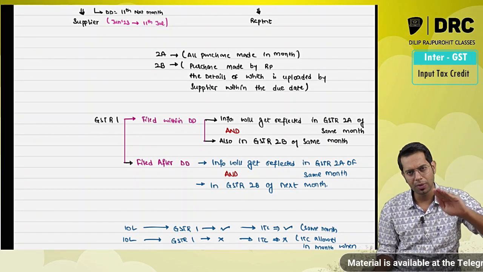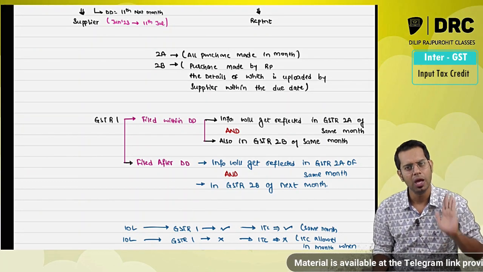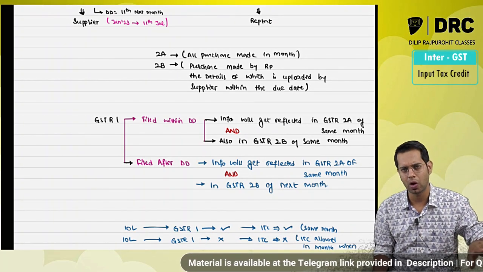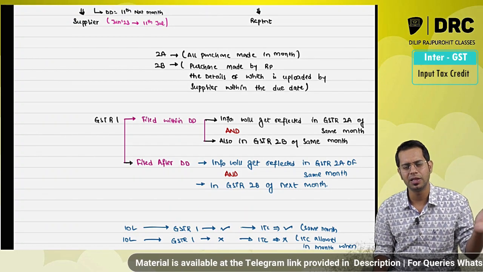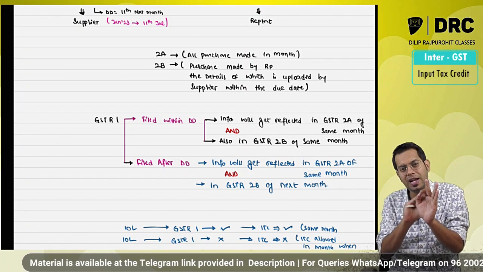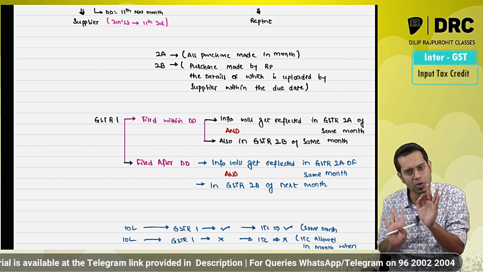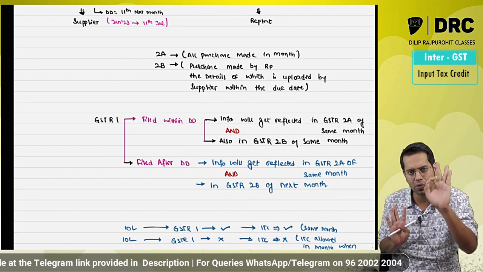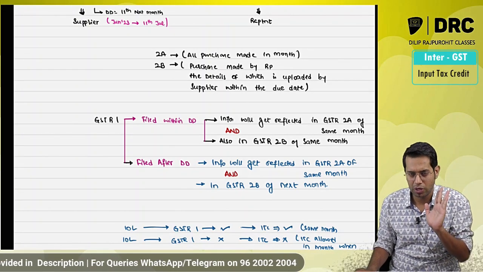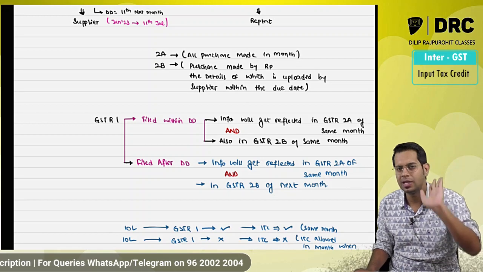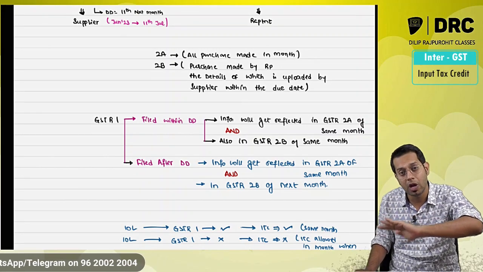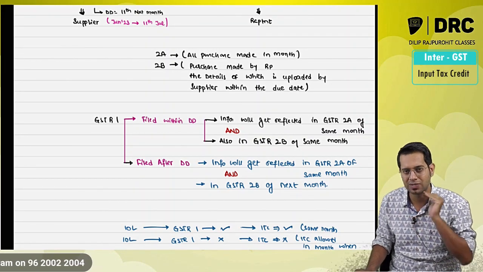GSTR2A is going to give you the information about all the purchases made by you in a particular month, irrespective of whether the supplier has filed his return within the due date or not. If you have made a purchase in a particular month and the supplier has filed his GSTR1, it will come and sit in GSTR2A, irrespective of whether he has filed it within the due date or not. However, if the supplier has filed the return within the due date, it will come in GSTR2A as well as 2B of the same month.